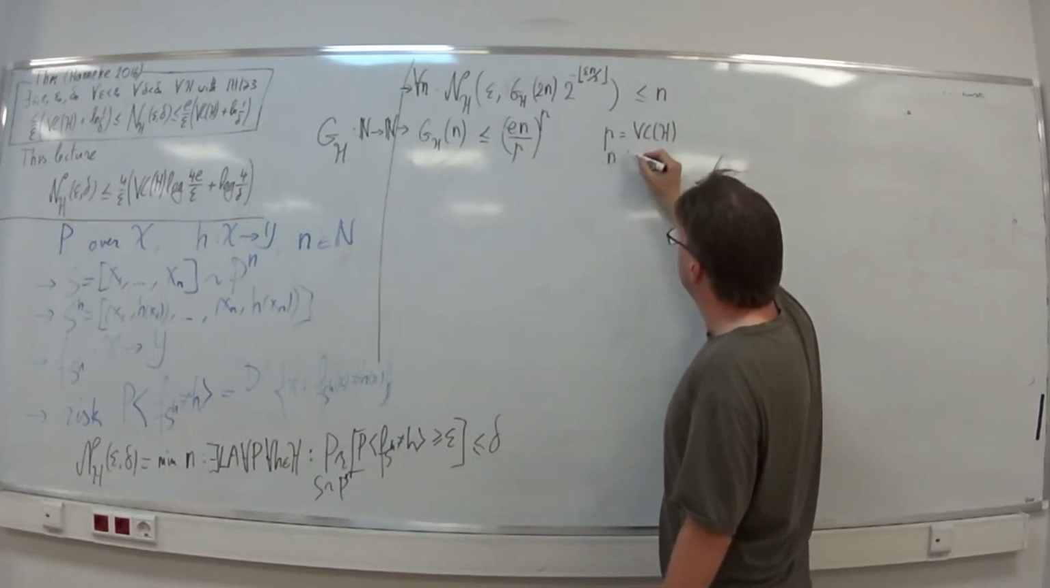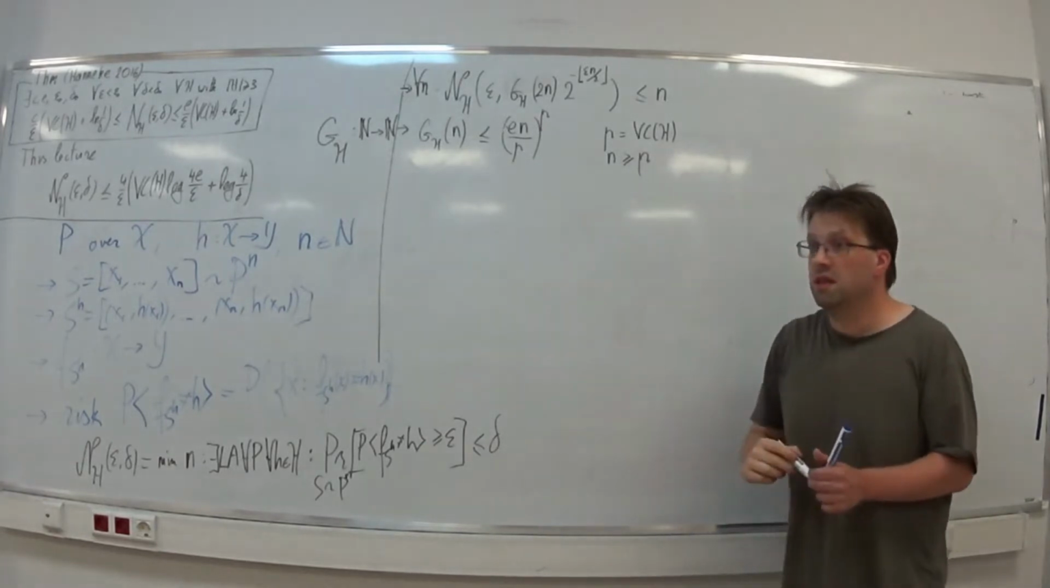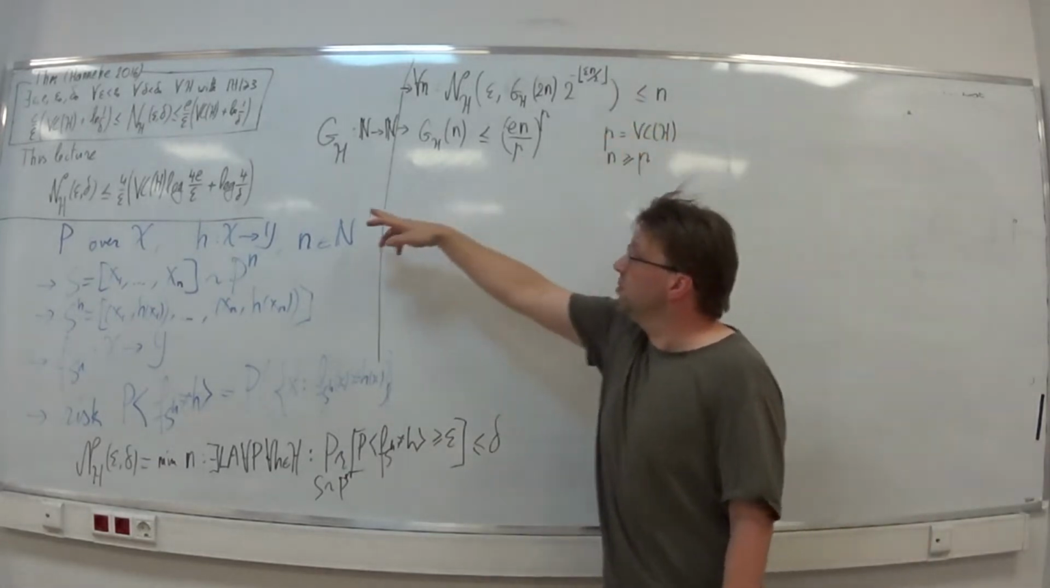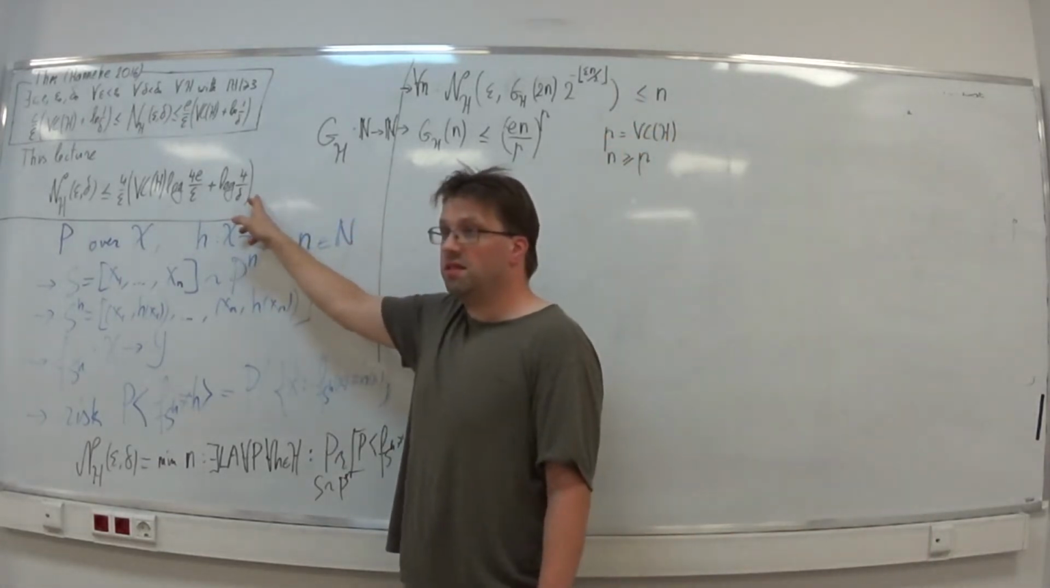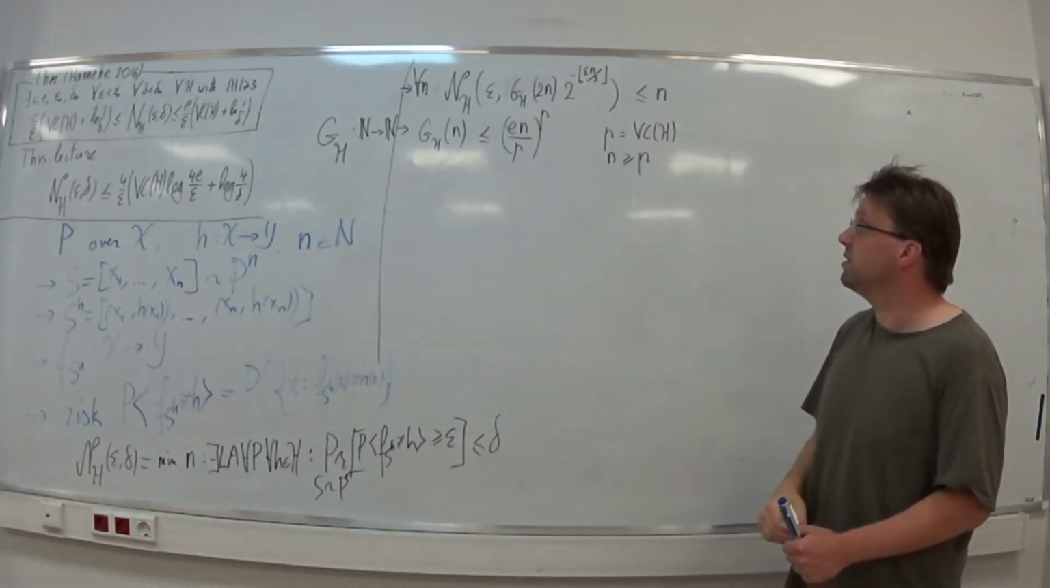And here we assume that n is at least p. So then this bound holds. And now these two results together will give us this bound. So that's the general structure. And how do they provide this bound?